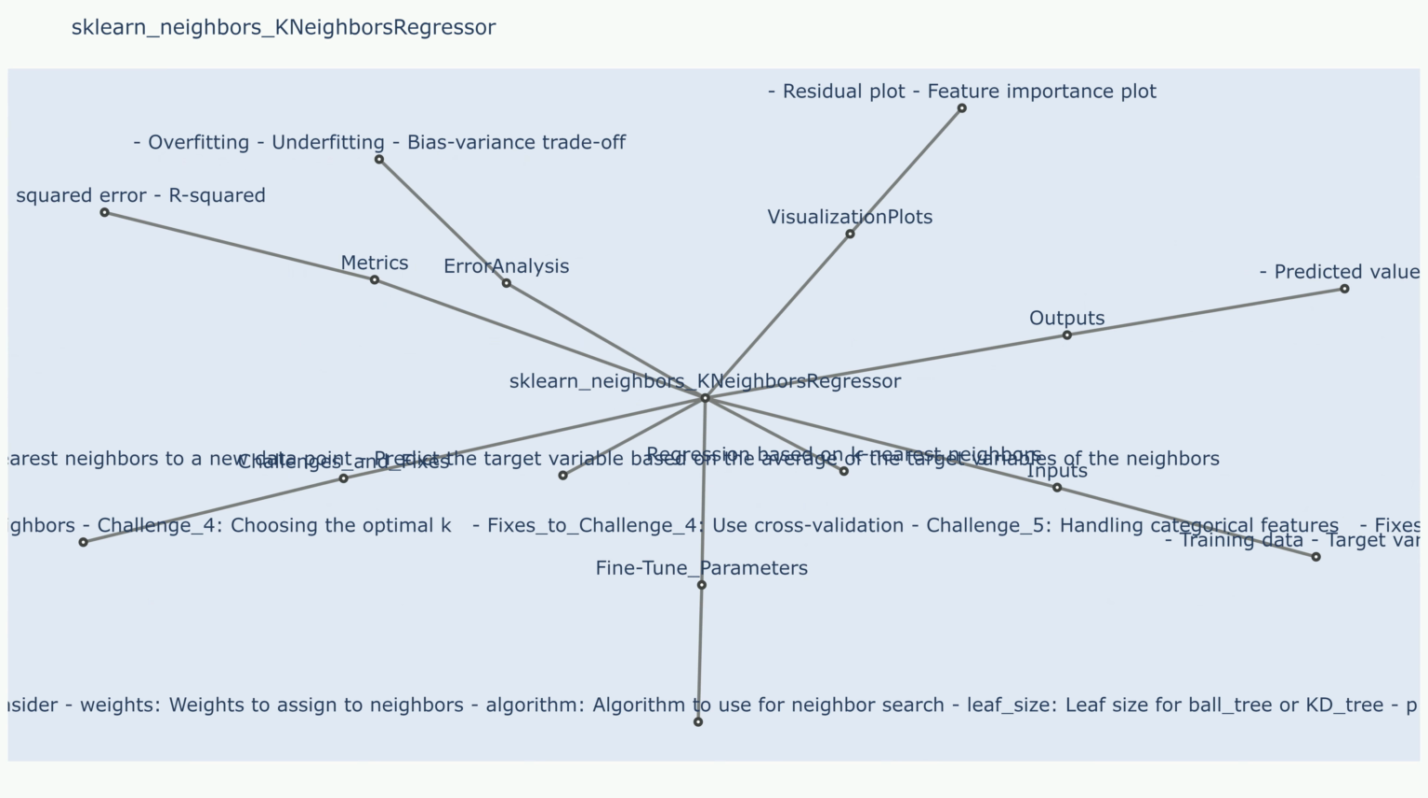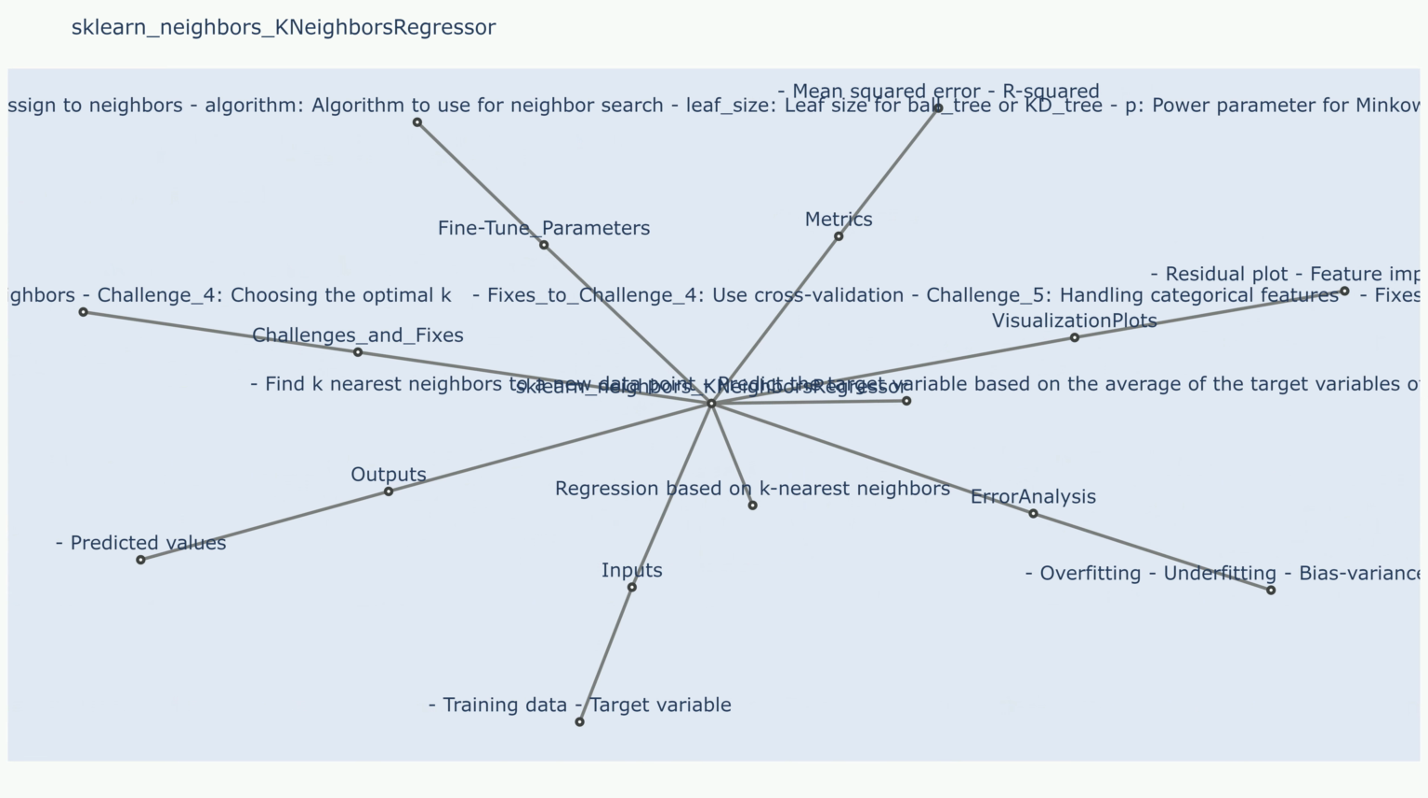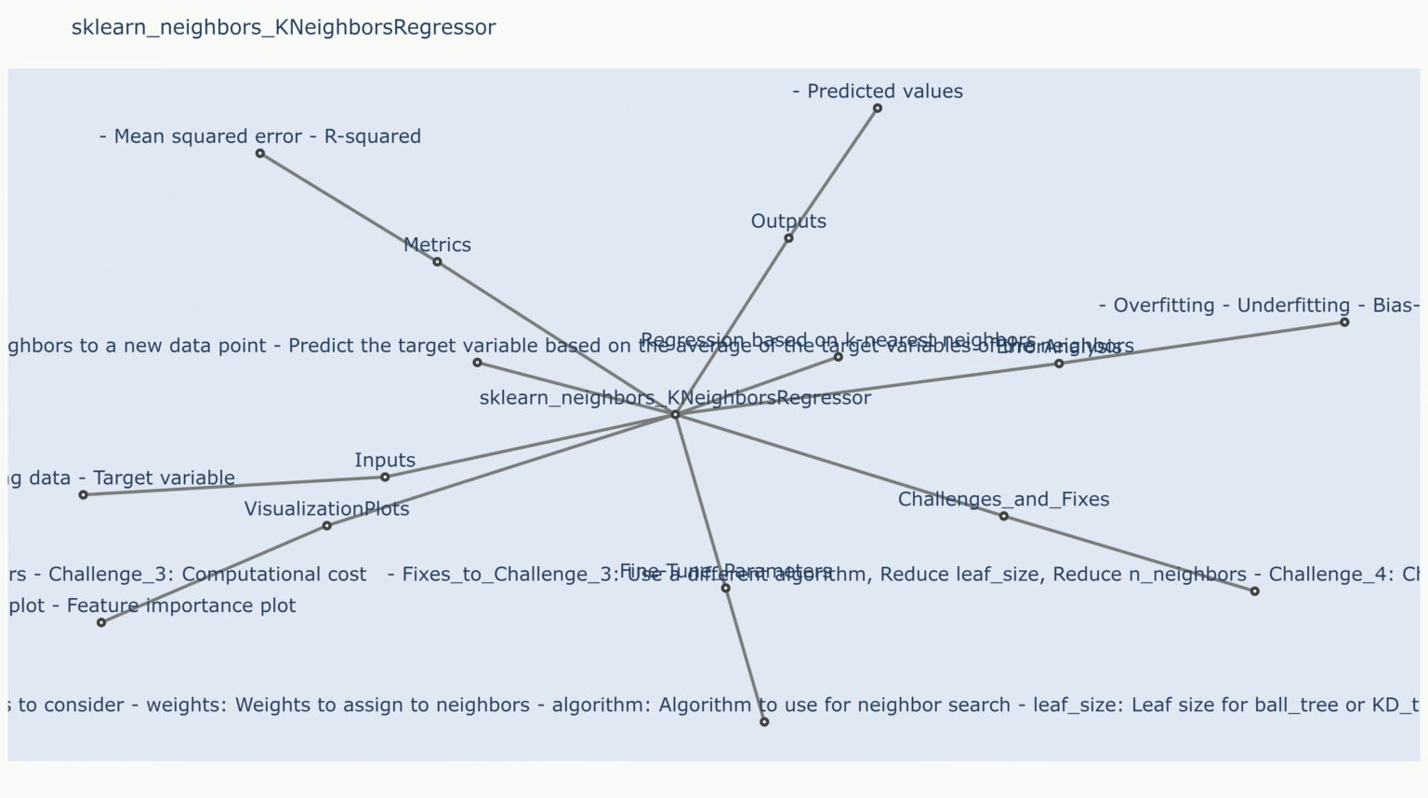Challenge 2. Sensitivity to outliers. The model can be sensitive to outlier data points, which can disproportionately influence the predictions. Sample use case. An outlier data point can be assigned a large weight if distance weighting is used. Fixes. Pre-process the data to remove or handle outliers. Use robust distance metrics that are less sensitive to outliers. Consider alternative algorithms like random forest regressor, which are less susceptible to outliers.